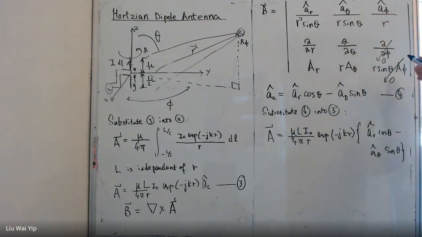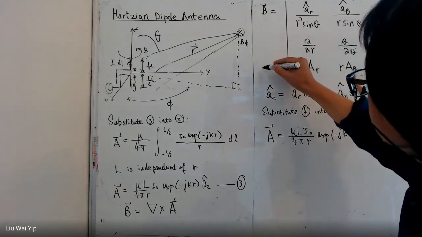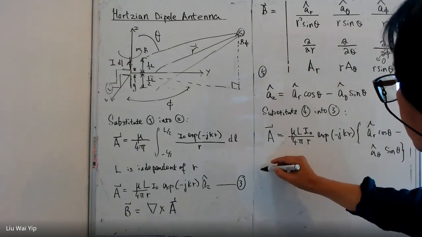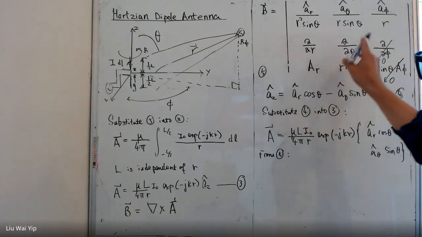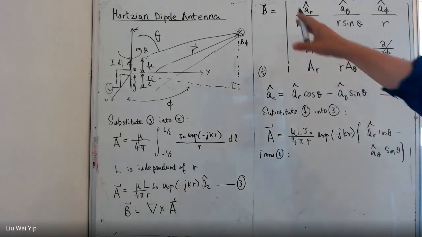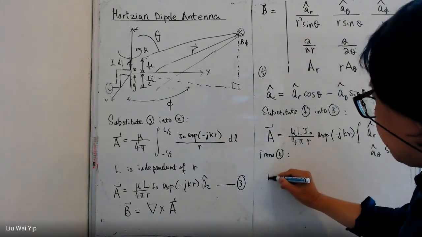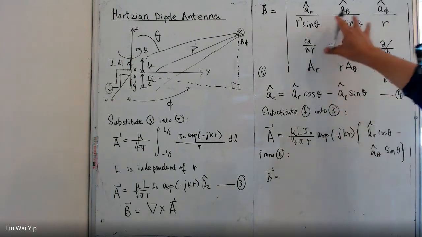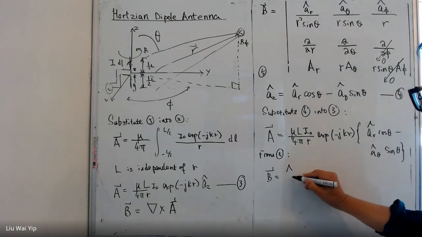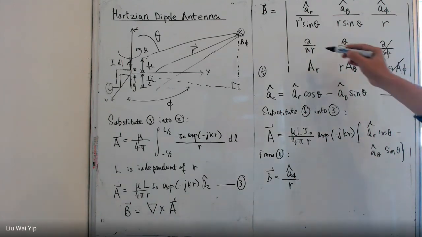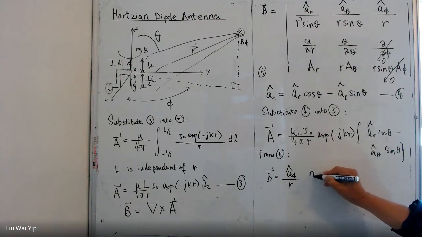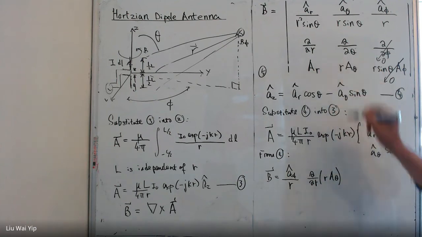So what we have left here is a very simplified expression. Say if this is the equation four, this is equation five. So phi from phi, which is the formula of the magnetic field, B is going to be this guy here, divided by R, and this one here, and minus this one here.